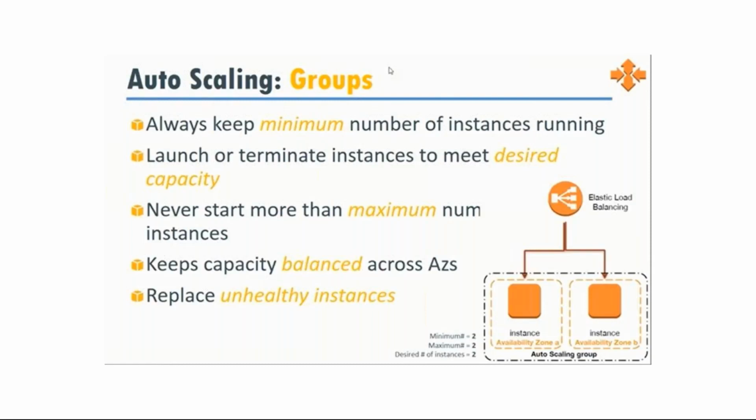Keep capacity balanced across availability zones. Capacity balanced means, as we already discussed, we have to keep the same capacity of servers across the availability zones, which are like different data centers. Here Oracle database with 4 GB RAM, there also 4 GB RAM, same capacity. Here T2 micro, there T2 micro. Replace unhealthy instances: if there is a problem with an instance, it will automatically replace it. Here they have given minimum 2, maximum 2, desired number of instances 2.